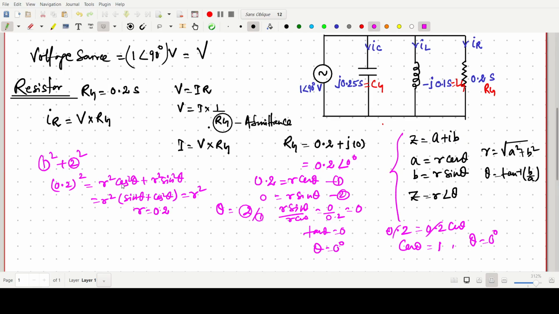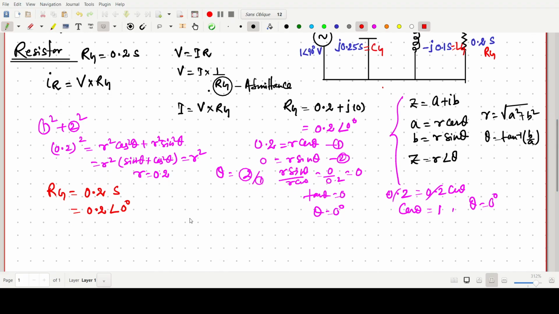So this value will be Rg 0.2. This is very simple, but the process that we have to know, 0.2 in Siemens is there. So what we can write, it should be 0.2 angle 0 degree. So now we can find the current.